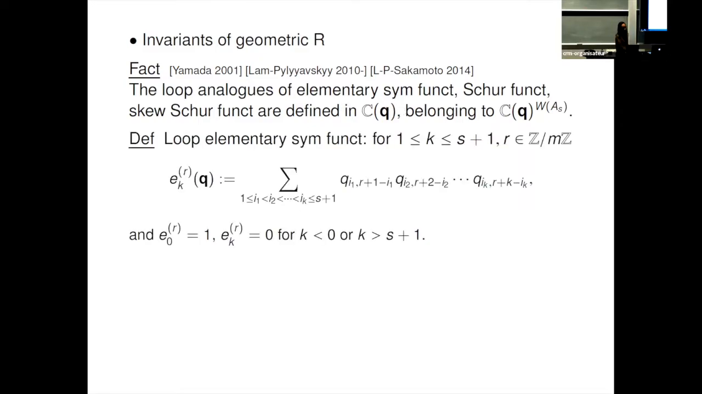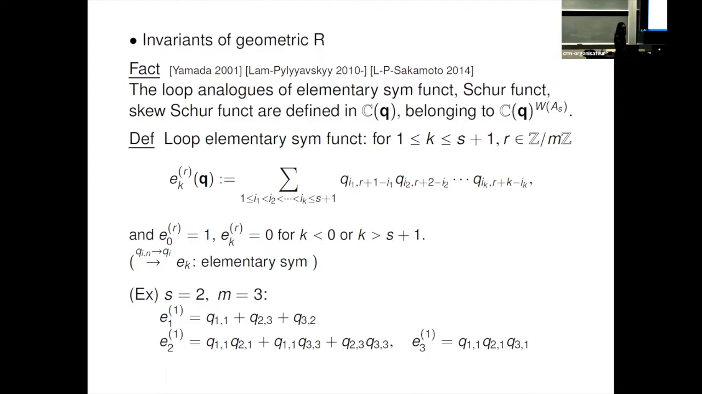And how to define them? Today, I only introduce the elementary symmetric function. It is the loop analog of the elementary symmetric function, defined in this way. E_{r,k}, where k is the index of the rank, and r is for the loop, and so we define it this way. For k equal to 0 and k not in this region, we define it in this way. And if we forget the second index related to this loop part r, then we get the original elementary symmetric function.